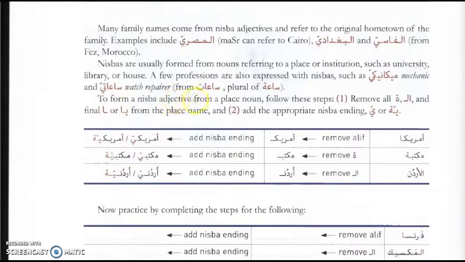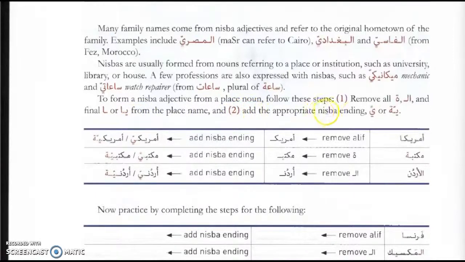To form a nisba adjective from a place noun, follow these steps. One, remove the ta marbuta or the definite article, and final aleph mamduda, or if it ends in a ya aleph, from the place name. So like Italia ends in ya aleph. So they're saying if you want to know how to form the nisba, you've got to remove the ya aleph, and you get Italian.